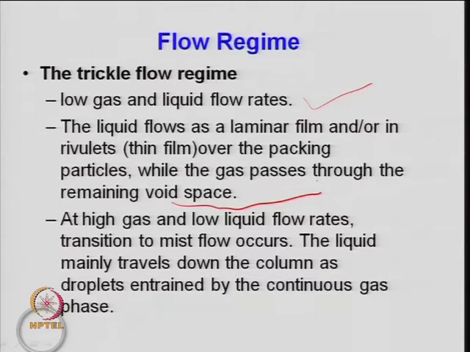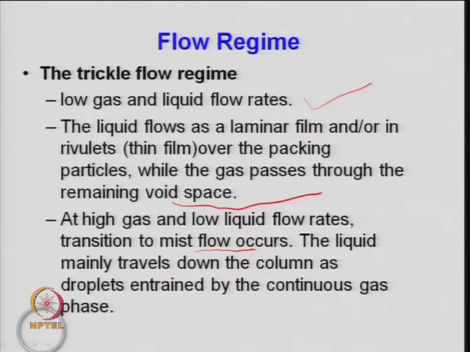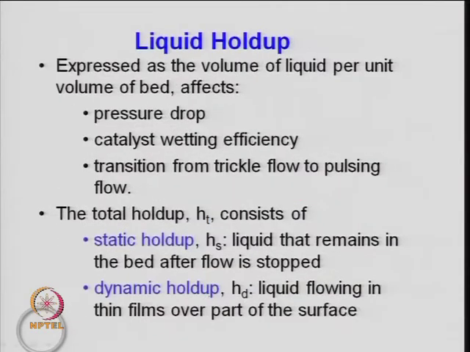At high gas flow rate and low liquid flow rate, there is a transition to a mist flow, which I discussed here. So, high gas and low liquid gives a mist flow. The liquid mainly travels down the column as droplets entrained by the continuous gas phase. This we do not want, because you want to have a trickle flow regime. That is why a sufficient liquid flow rate is also important. It should not be too low, otherwise you will have a mist flow.